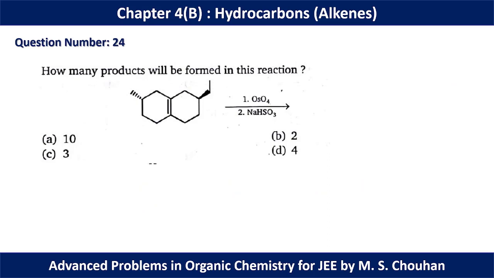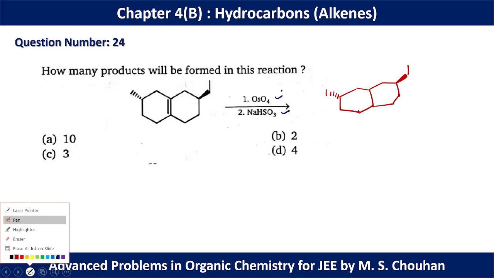In question number 24, how many products will be formed in this reaction? So OsO4 and NaHSO3, this is basically syn diol formation reaction. Syn diol formation reaction. So in the first structure, we can draw like this. In this case, we have the mother system like this.